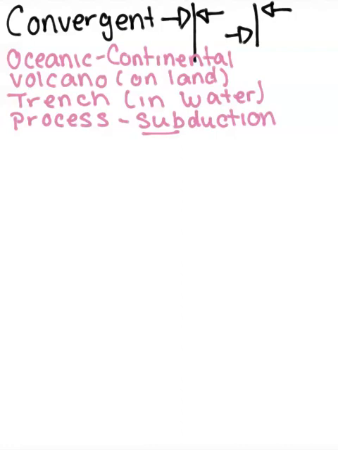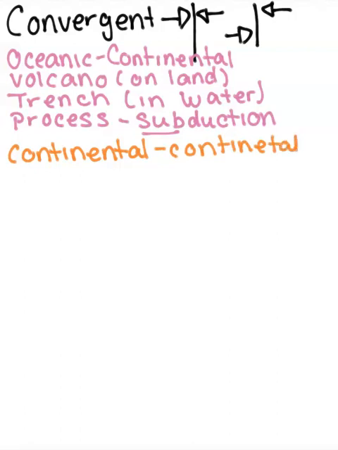The second type of convergent boundary that we have is continental. So that means we have land moving towards land. And when we have land moving towards land, we are going to see mountains formed.